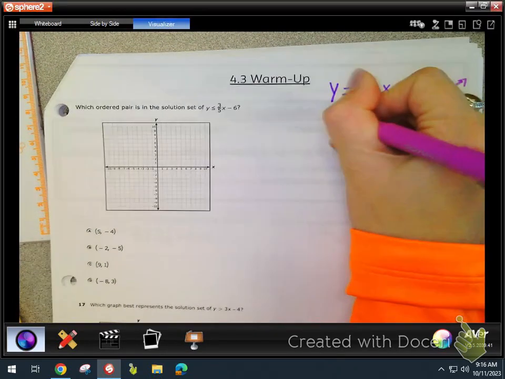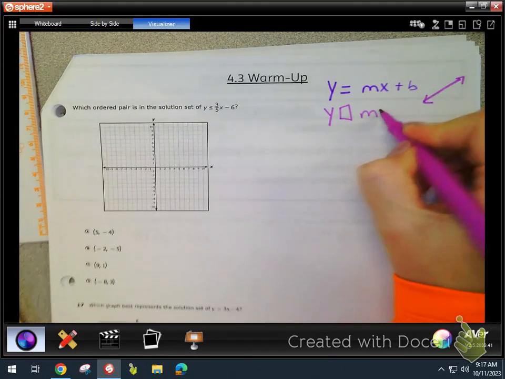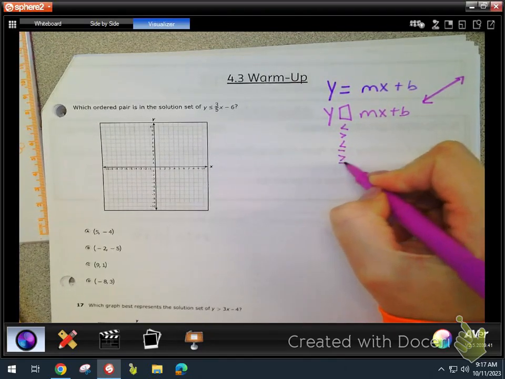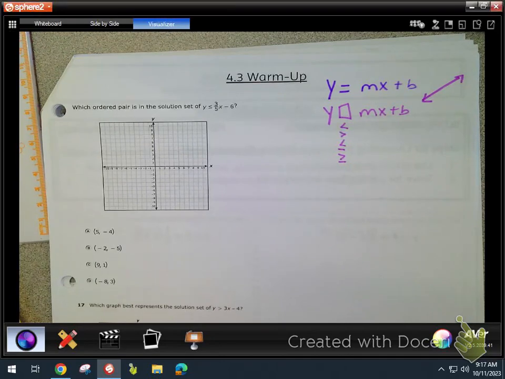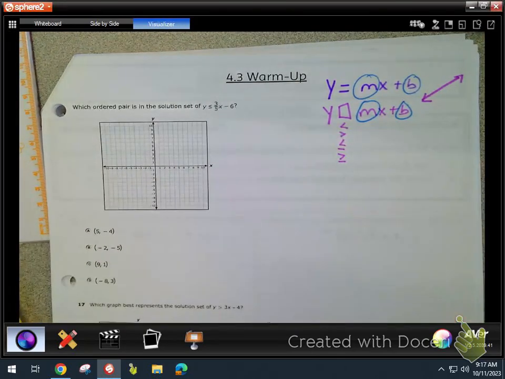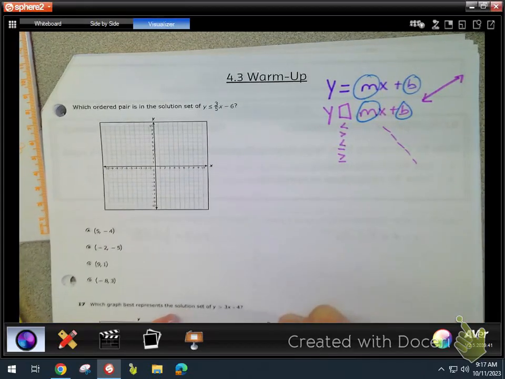Inequalities are going to have what symbol? I usually put a box, but what could be in those boxes? Less than, greater than, less than or equal to, greater than or equal to. One of those symbols in there. Now, these lines are still going to have those same points. They're going to have the y-intercept and the slope, because all of that is the same. But these lines can either be dashed. When are they dashed?